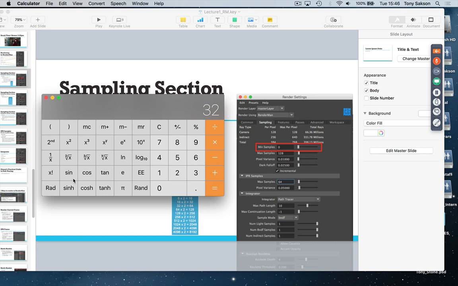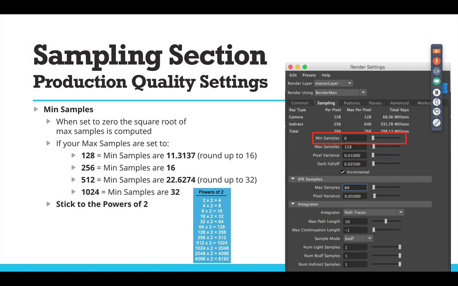So min samples, power of 2. So here's my little chart right here. Take a screenshot if you need to. Whatever you want to do, write it down yourself, figure it out yourself. It's not really that hard. Stick to the power of 2.